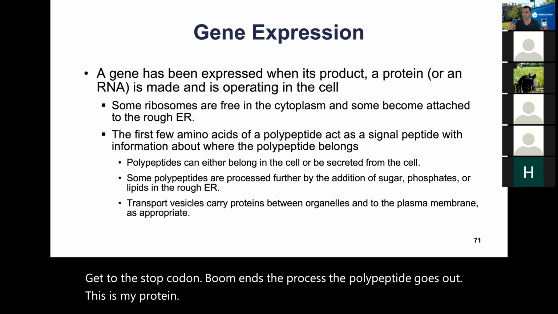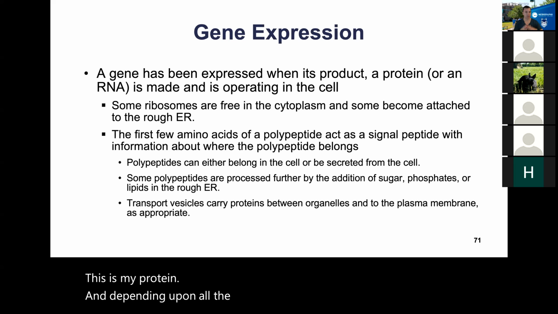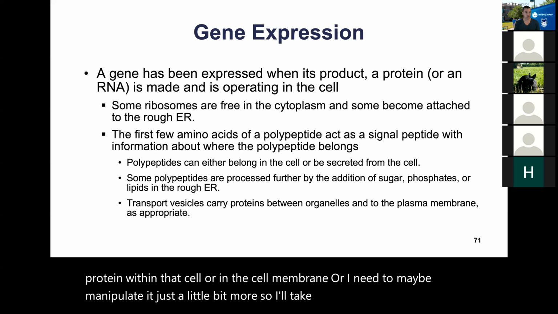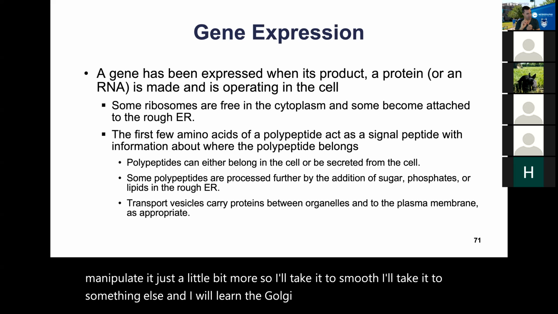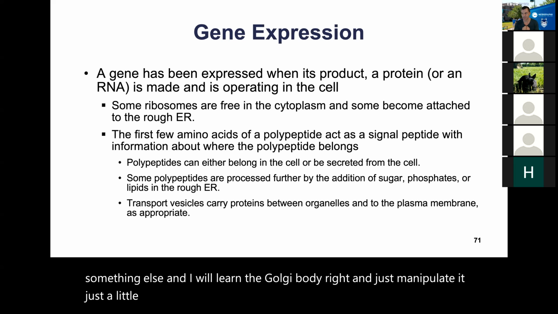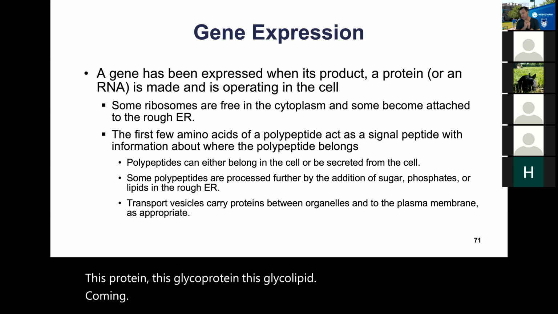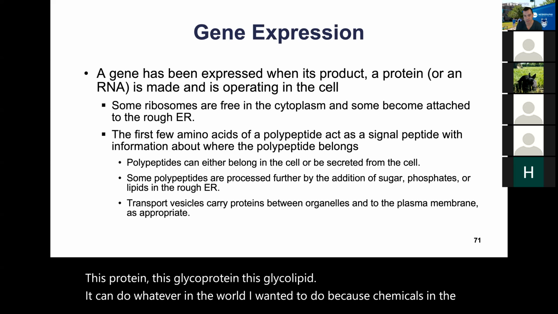And depending upon all the other signals, it could be used right away as protein within that cell or in the cell membrane. Or I need to maybe manipulate it just a little bit more. So I'll take it to the smooth ER, or I'll take it to something else, or the Golgi body, right? And just manipulate it a little bit more where I add a couple more things to it. This protein, this glycoprotein, this glycolipid, it can do whatever in the world I want it to do because chemicals in the body told it to become that.